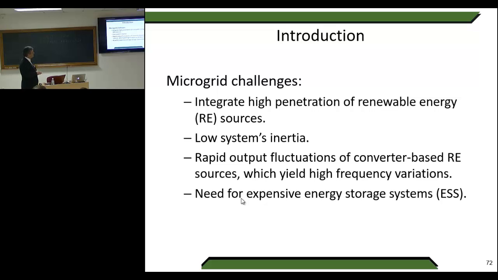Rapid output fluctuations of converter-based renewable energy sources yield high frequency variations. And the need for expensive energy storage systems is today a challenge. Of course, we see for the future a cost reduction of storage systems, but if you can avoid this with other strategies, control strategies, of course, the results are very clear. It's a cost reduction and an improvement of the cost effectiveness of the solutions.